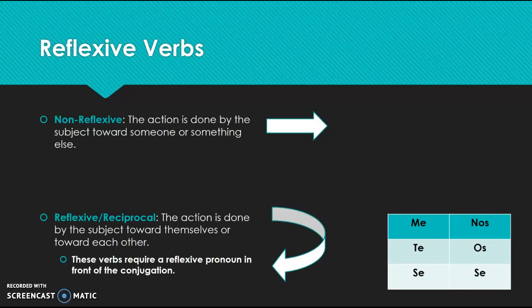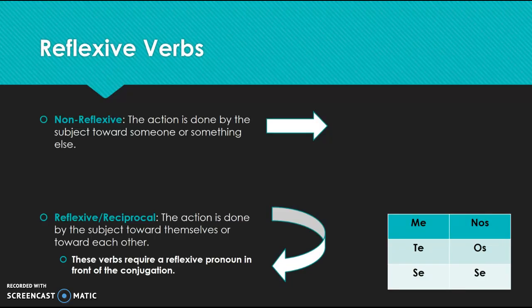But washing, if I wash the car, non-reflexive. If I wash my hands, I'm doing the action to myself. I'm both doing the action of washing and I'm washing my own hands. So it now becomes reflexive. To call, I can call the doctor, non-reflexive. I can call myself a nickname. That's me calling myself a nickname. Or I could say we call each other every night. And that's reciprocal because we're doing the action to each other. I call you, you call me.